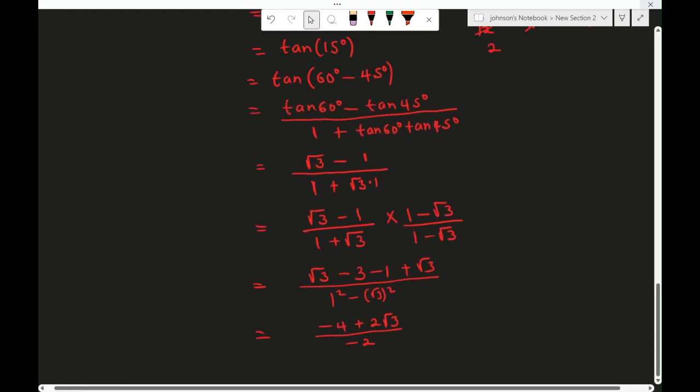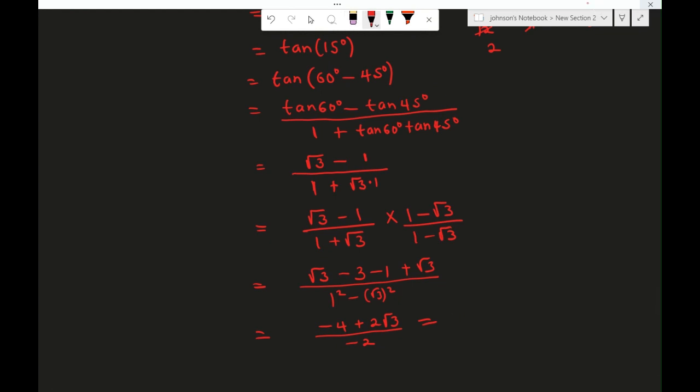Now, if you divide this, what do we have? We'll have 2 minus root 3. Let me go one more step. This you can write as minus 4 divided by minus 2 plus 2 root 3 divided by minus 2. This and this will give us 2. This minus will make here minus. 2 will cancel 2. So you just have this one.